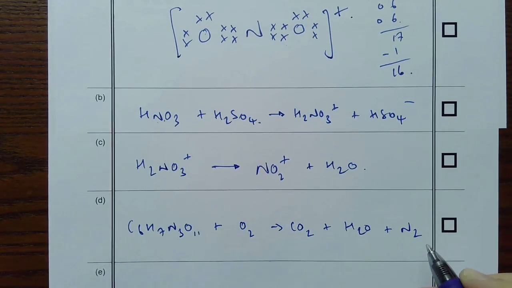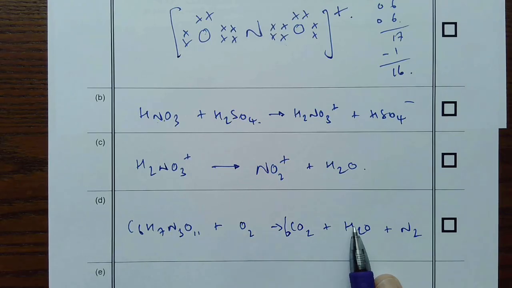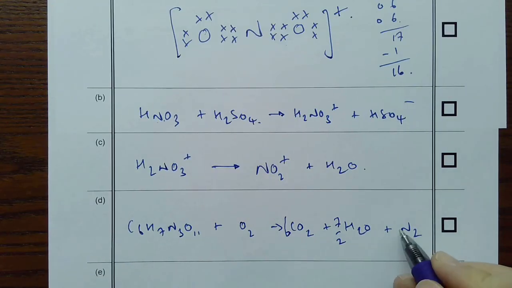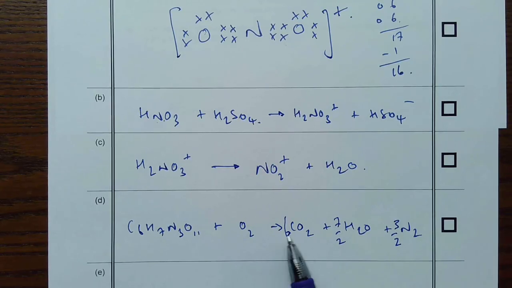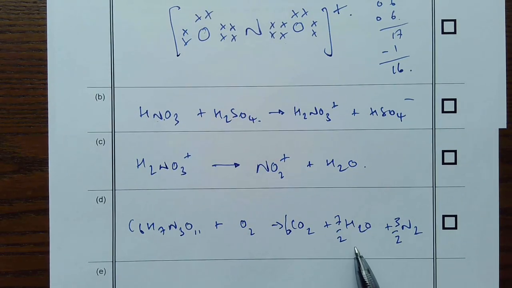So the requirement now is just to balance it. We've got 6 carbons here, so that's going to be a 6. I've got 7 hydrogens here. This is the only thing with hydrogen in it, so let's go ahead and put a 7 over 2 there. I've got 3 nitrogens. This is the only thing with nitrogen in it, so I can put a 3 over 2 there. And then all I need to do is balance the oxygens. So here I've got 12. Here I've got 3.5, 1.5. So how many is that?